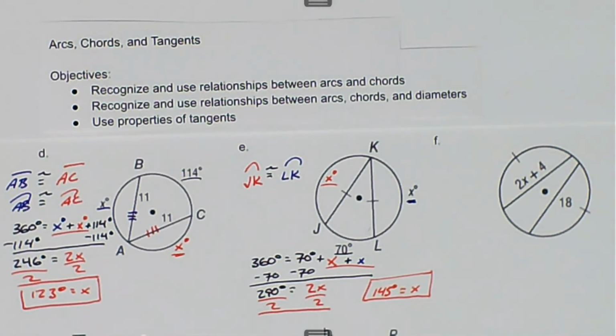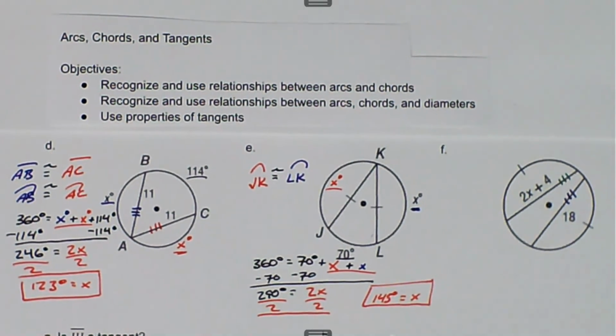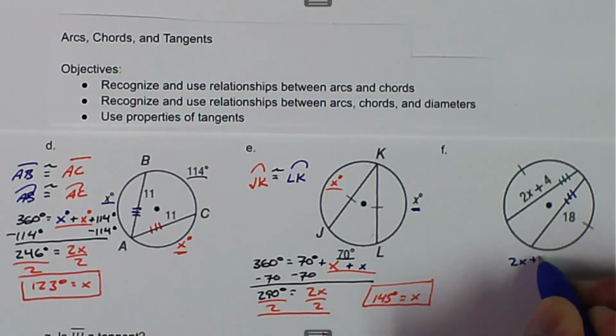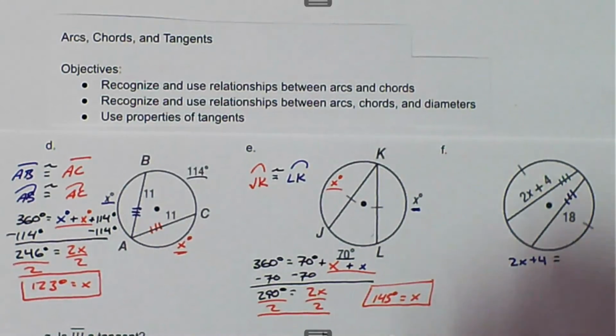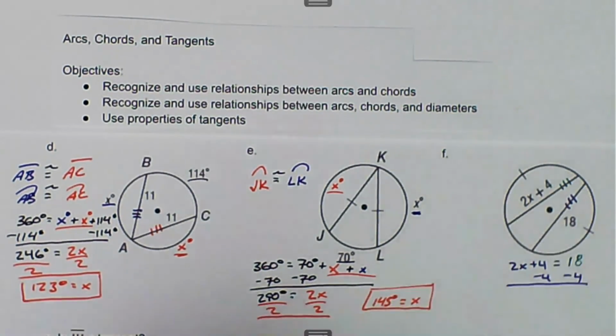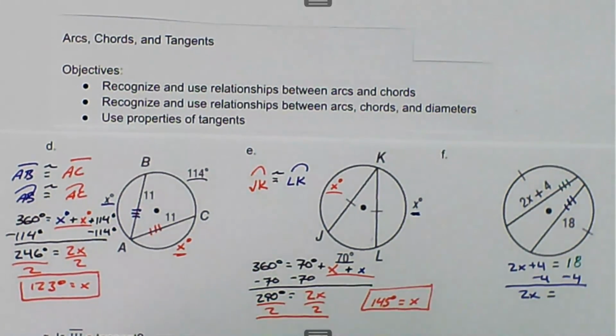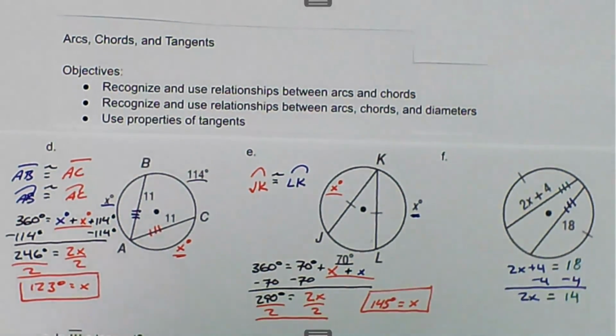F is a little bit different. In this case, we're told that the arcs are congruent. So if the arcs are congruent, that means that our chords also have to be congruent. So we'll put 3 marks on this one, and we'll put 3 marks on this one. And then we can just solve and set those equal to each other. So we're going to get 2x plus 4 is equal to 18. So first thing we want to do is subtract 4. And we will get 2x is equal to 14. And then we'll divide both sides by 2.